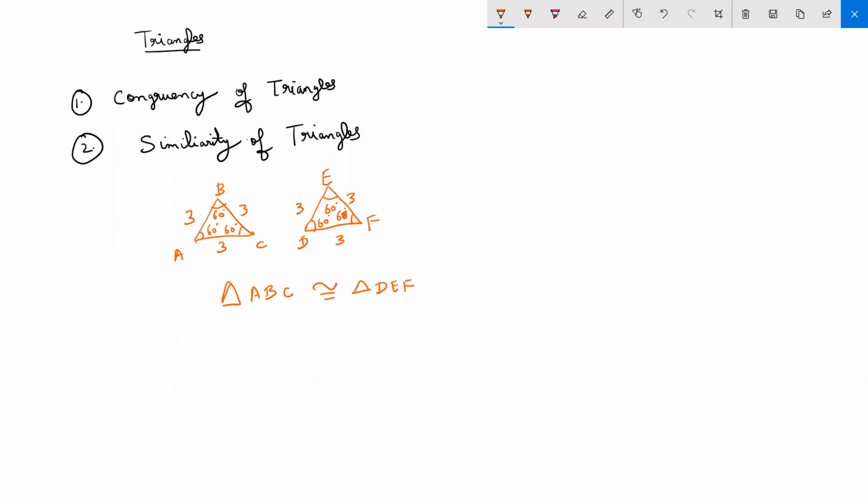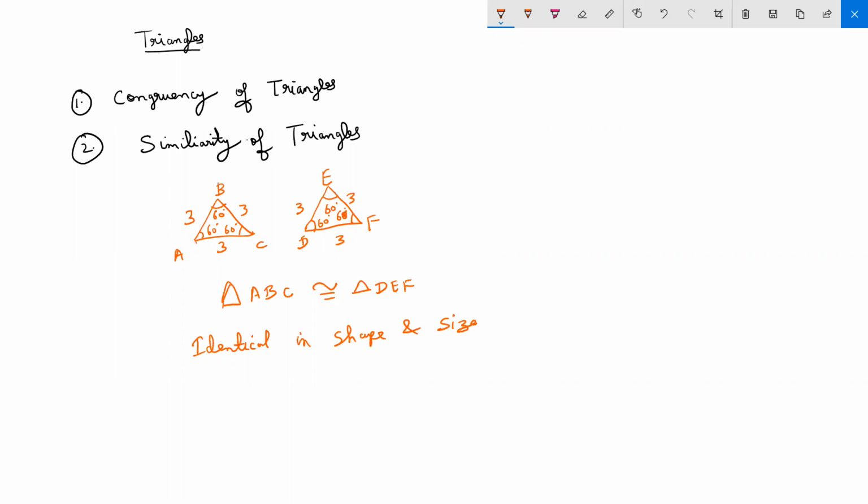Is it clear? And what do you mean by congruent? So for two triangles to be congruent, what is the most important condition? They should be identical in shape as well as size. Is it clear? So these two equilateral triangles are congruent to each other because they are identical in shape as well as in size. So this is the most important condition for congruency of two triangles.